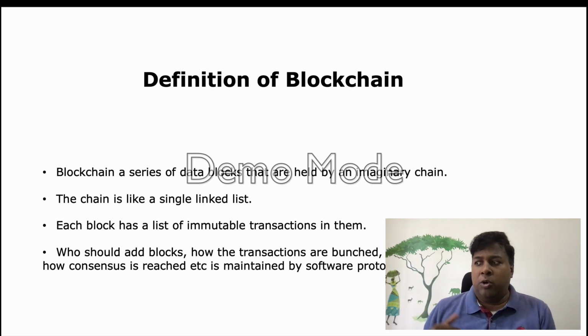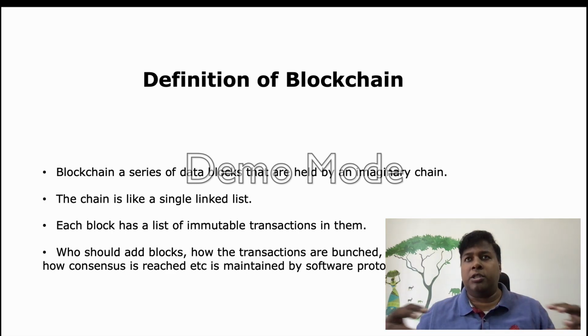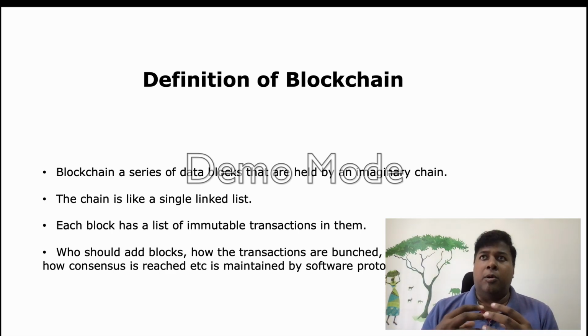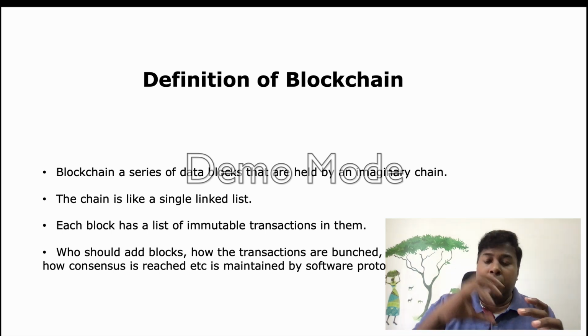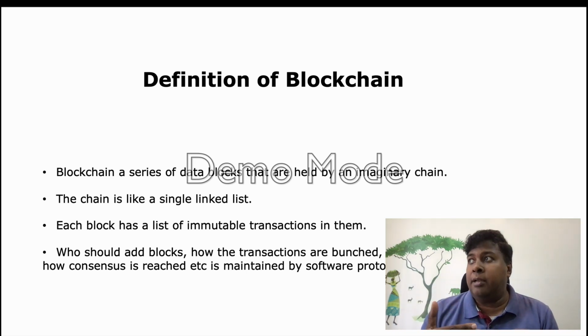So we have what are called smart contracts in a blockchain, which decide who should be adding these blocks. These blocks have to be created and maintained automatically. So who should be creating them? There will be a lot of transactions in a blockchain, and those transactions are recorded there. How are these transactions bunched together into a certain block, and who should validate the block? Everything happens automatically in a blockchain. How is consensus reached that a block is correct? All of this is done by software protocols, and these are called smart contracts.